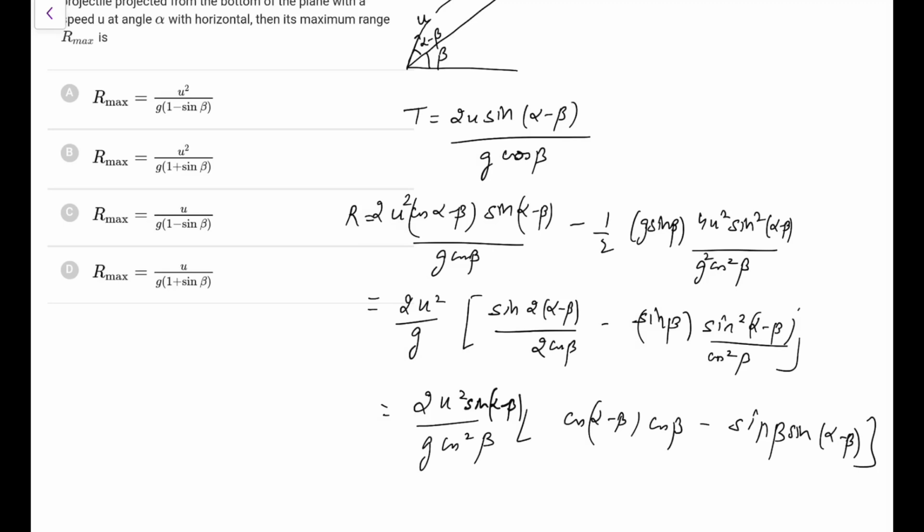If I recall, cos A cos B minus sin A sin B is cos of A plus B, that would be cos alpha. So you get sine of alpha minus beta into cos alpha divided by g cos square beta. That is the answer we are getting. Then the maximum range. Okay, what would be the maximum range now?